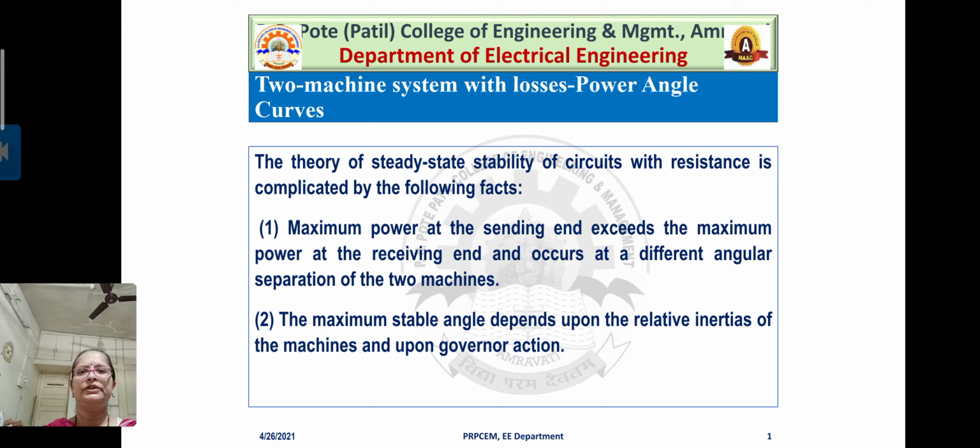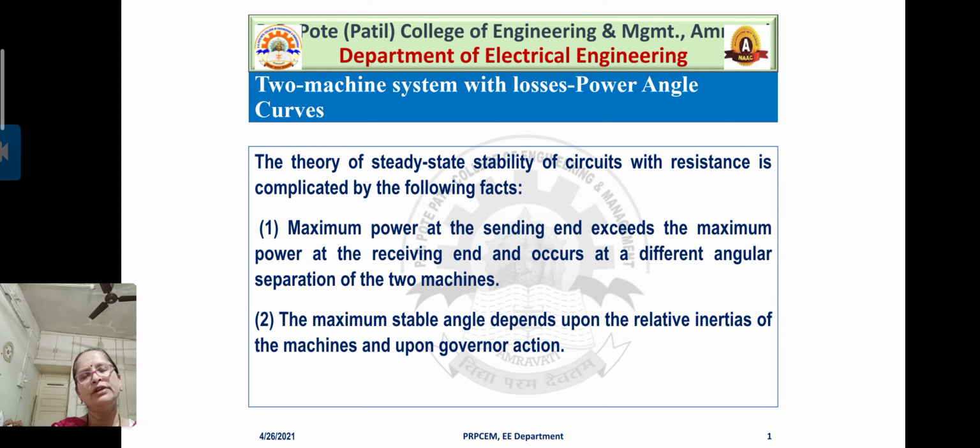Now theory we are going to see. Many times in your university exam, this theory they ask, that is related with the two machine system with losses, that is power angle curves, carrying 7 marks. So see here, the theory of steady state stability of circuits with resistance is complicated by the following facts. Which are those facts? That is, the first one, the maximum power at the sending end exceeds the maximum power at the receiving end and occurs at a different angular separation of the two machines.